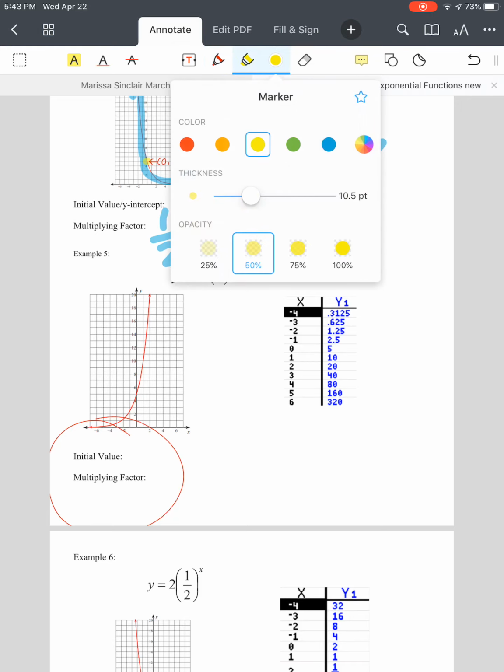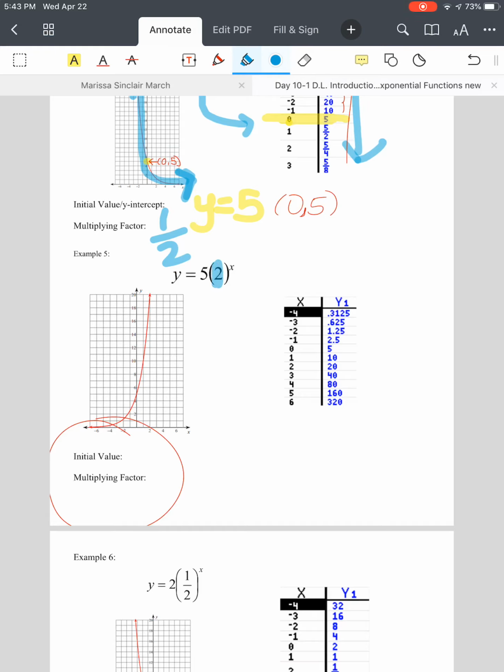Okay, so if I look here, I'm looking at the number in the parentheses. That's a 2. That is bigger than 1, so it is growth. That means my multiplying factor is 2. If I look at the table, my y values are certainly getting bigger, and they are being multiplied by 2. 5 times 2 is 10. 10 times 2 is 20. 20 times 2 is 40. 40 times 2 is 80.